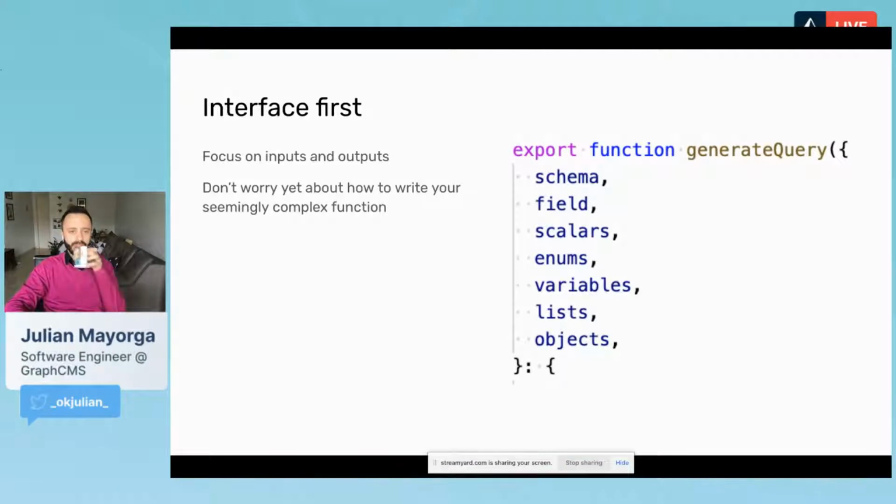Now for the first part. Focus on the interface first of the function. In this case, we have a function that generates a query, like a GraphQL query, based on a schema and field. You can pass it some configuration, like what you want to create, if it's just scalars, just enums, just variables, or a combination of them. So it's really good to think about what it should get. In this case, the most important parameters are a schema and a field.